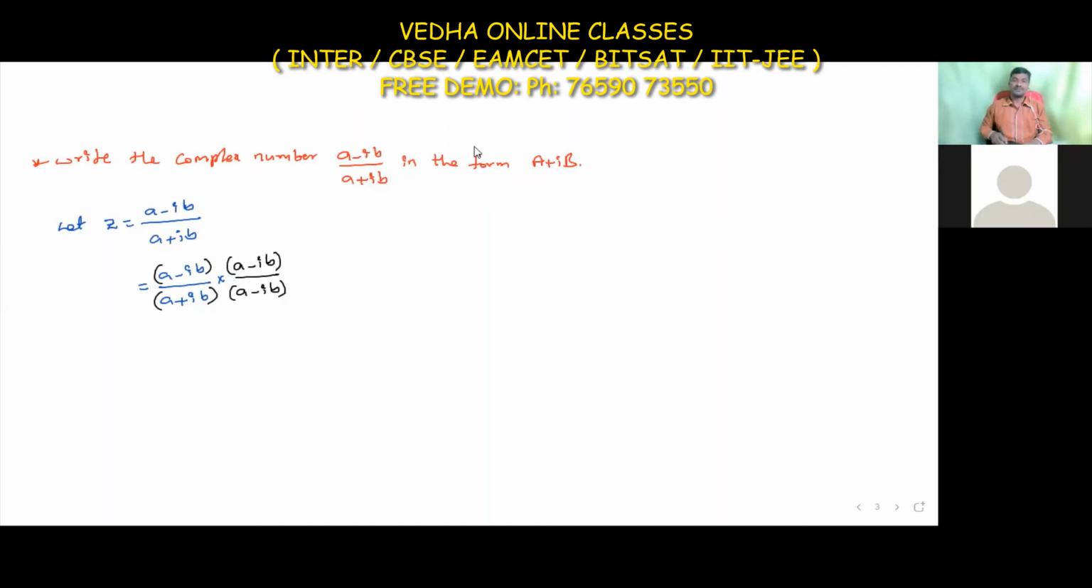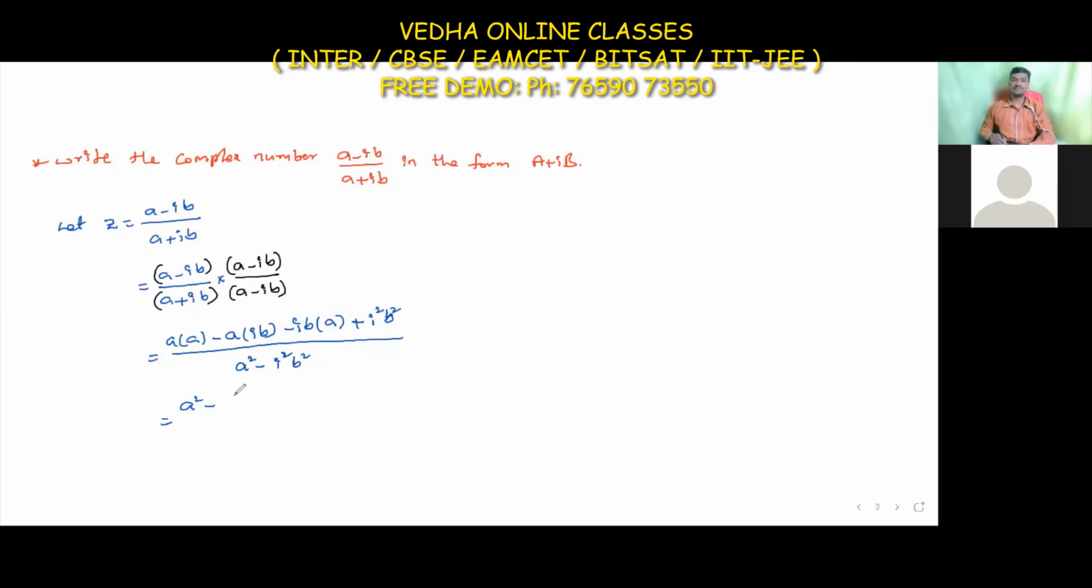Now this is equal to a into a, a into minus ib, minus ib into a, minus into minus plus ib whole square or i square b square, divided by (a plus b)(a minus b), which is a square minus b square. Here ib whole square is nothing but i square b square.